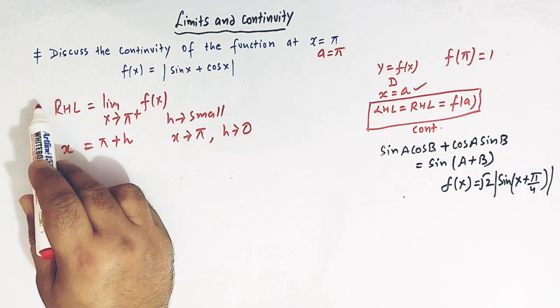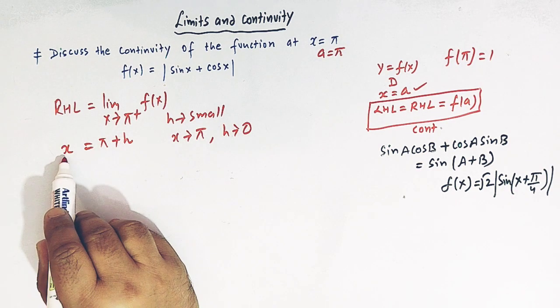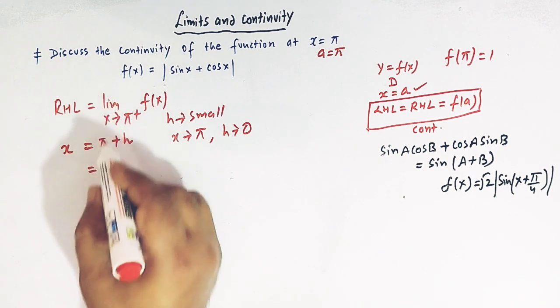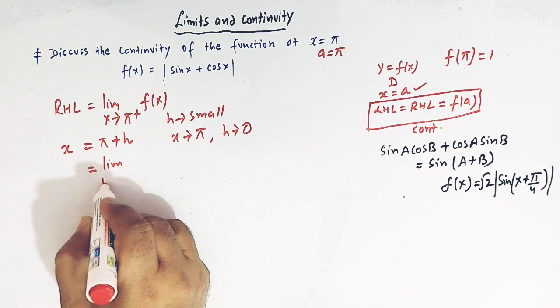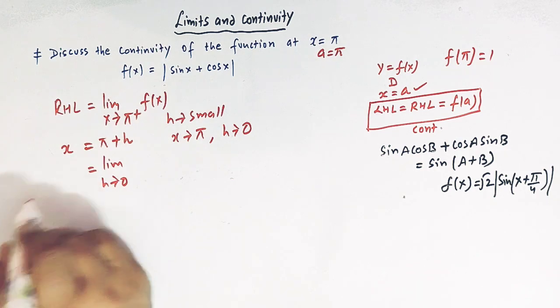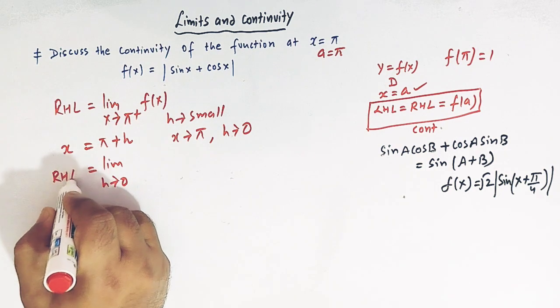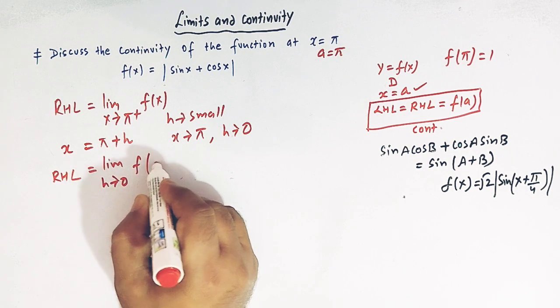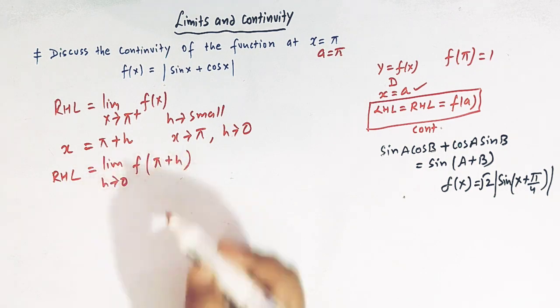So to find out the right hand limit, we'll take x is equal to pi plus h, right? So we have a limit h tends to 0. Now we'll express this right hand limit in terms of h, right? So RHL is equal to limit h tends to 0 f of pi plus h, right?